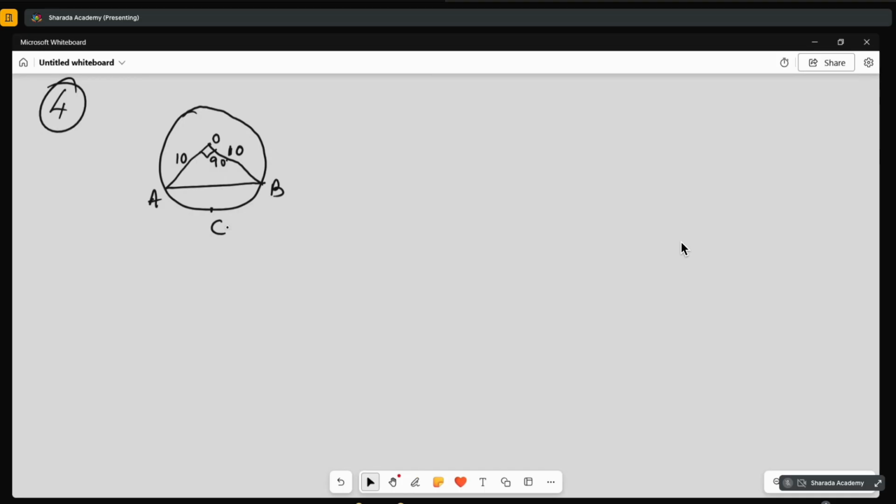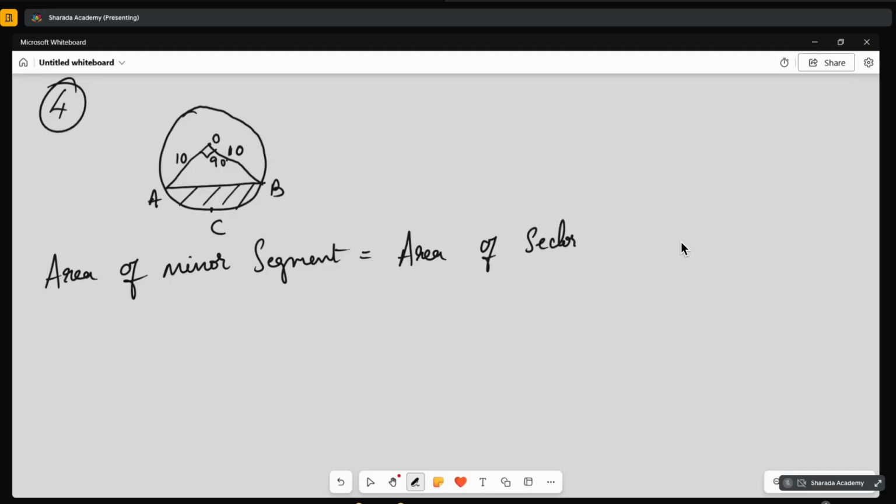Now find the minor segment. Find the area of the minor segment. Listen, this minor segment, how to calculate? So this is a segment, minor segment. Okay. So minor segment area will be equal to area of the sector minus this triangle. Okay. Area of minor segment is equal to area of sector OACB minus area of triangle. Okay.